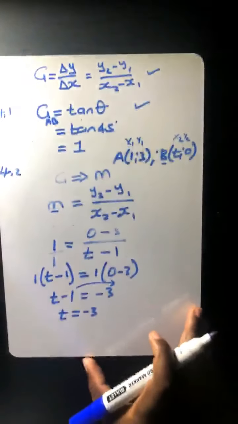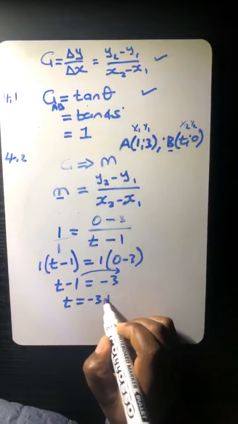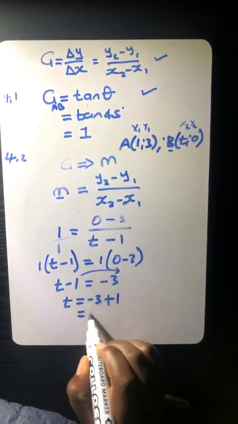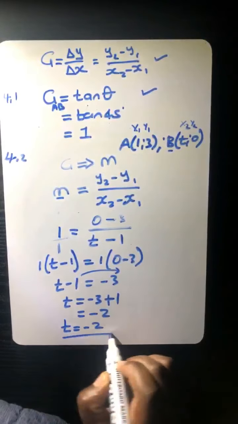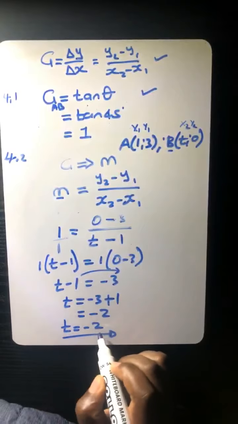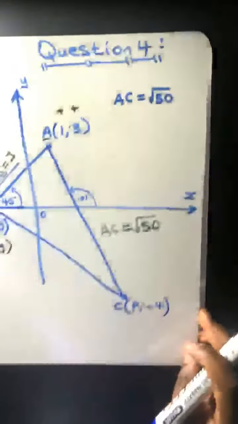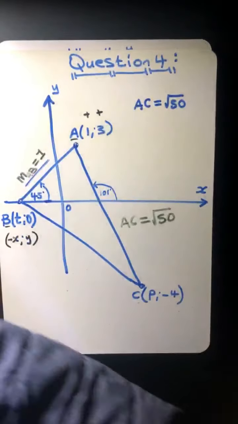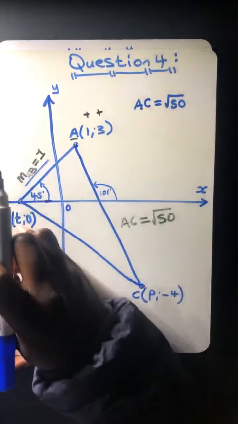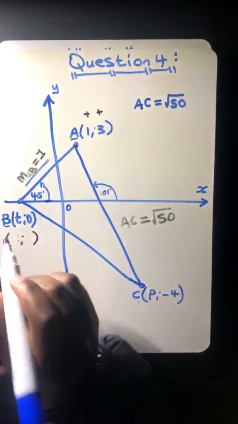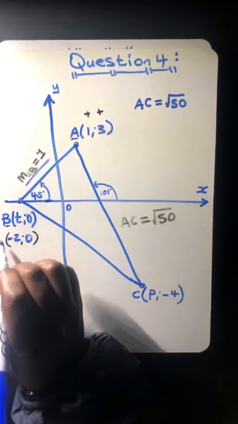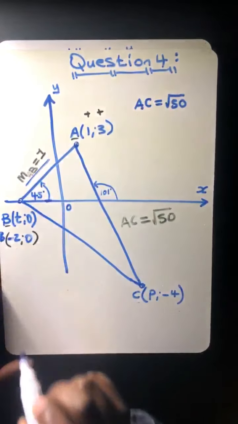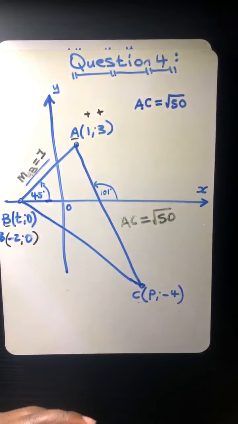Can you see plus 1 over there? What is that? I think this is negative 2. So can you guys see that the t value is actually negative 2, and of course we expected a negative number, and it does suit to be a negative number because of the position of the point. So let's say it is negative 2 and 0 there, being the coordinates of point B.